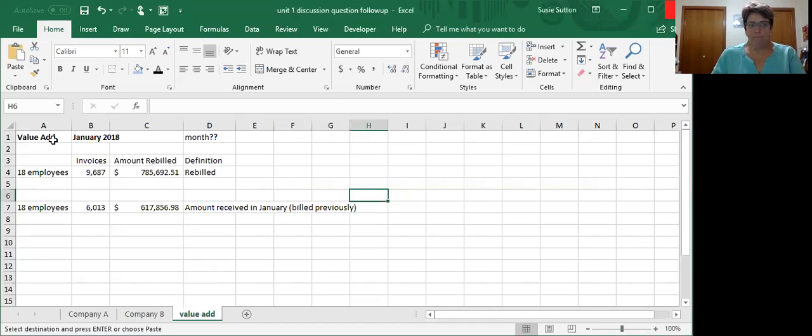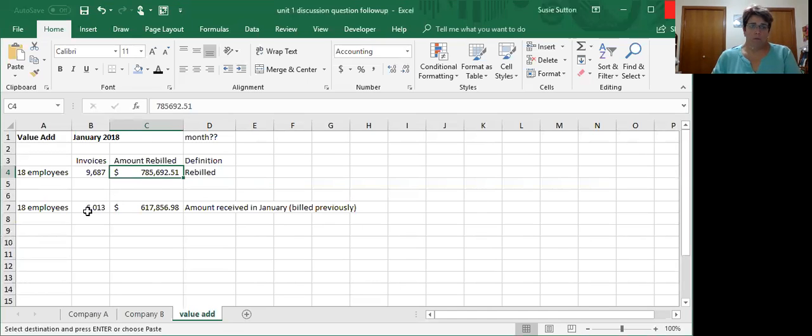Well, there was a term called the value add, which was what was reported for that team who did the rebilling. And there was discussion of what was their value add. Was their value add the effort that they made each month? For instance, the team of 18 employees actually rebilled 9,687 invoices for $785,000. That's what they rebilled. So is that the value add?